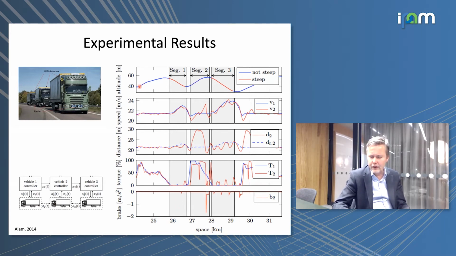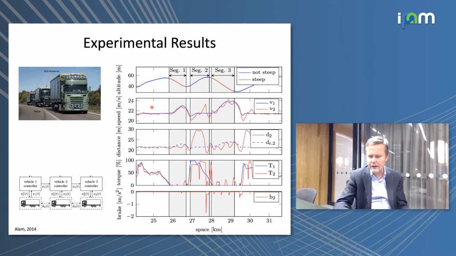So on the top plot here, this is altitude. So we're going uphill, then downhill, then uphill, then downhill. The second plot shows the velocity of the vehicles. So the first vehicle in the platoon, the blue one, when it goes downhill here, the speed increases. Then it ends here and goes uphill, and then the speed goes down and so on, right? So the blue makes a quite natural type of evolution there, right?